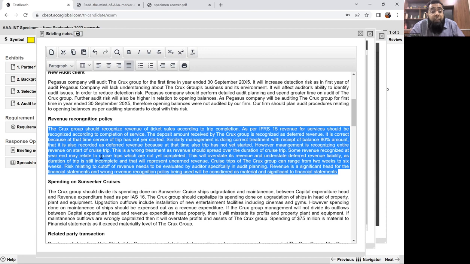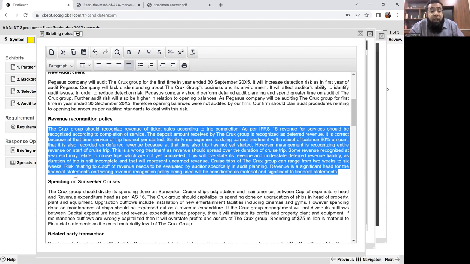Some revenue recognized at year-end may relate to cruise trips which are not yet complete. This will overstate revenue and understate the deferred revenue liability, as the duration of the trip is still incomplete, and that will represent unearned revenue. Most trips of the Crux Group can range from 2 weeks to 6 weeks. The risk relating to cutoff of revenue needs to be evaluated by the auditor, specifically in the audit plan.